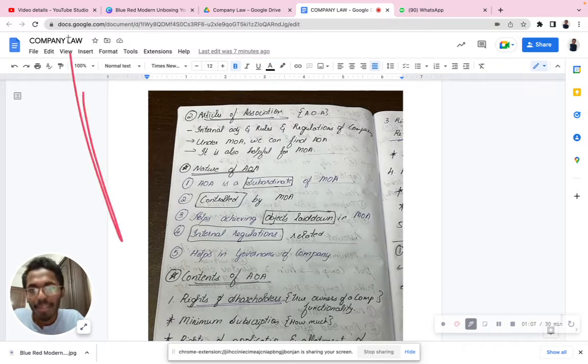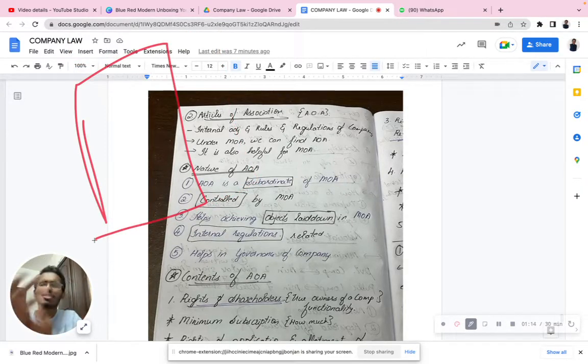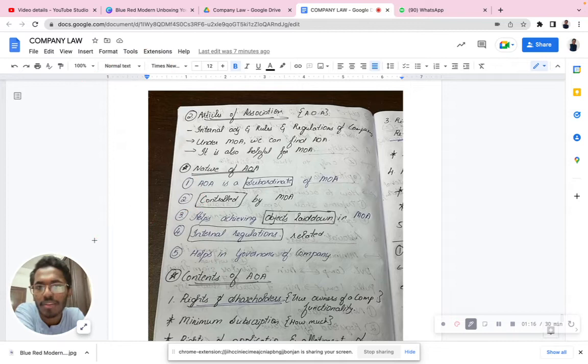So for a company to be very proper and very structured, they require an MOA. Along with that, they require an AOA. Without rules and regulations, tell me which institution will run properly. Can your school run properly? Can your college run properly? No, impossible, right? So we require articles of association, a set of guidelines for anything to function.